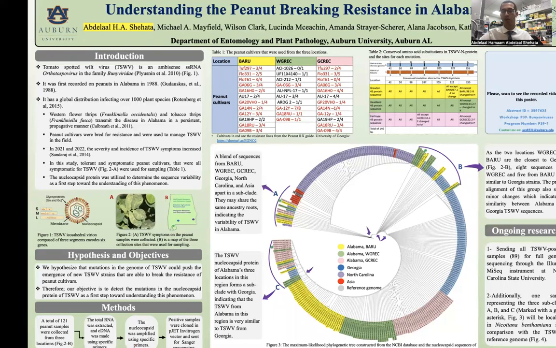So the virus was first reported on peanut in Alabama in 1988. And the virus has a global distribution. It has the ability to infect over 1,000 plant species.